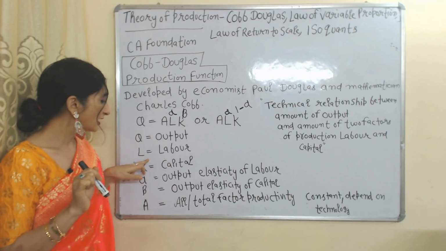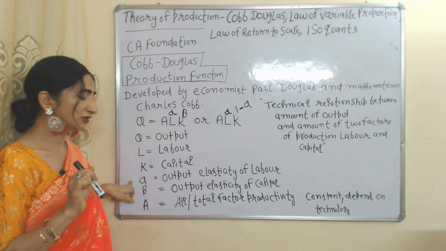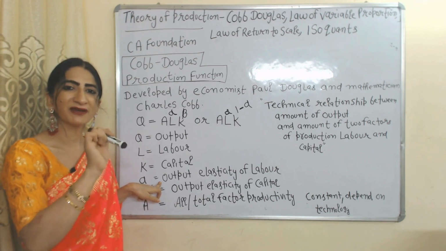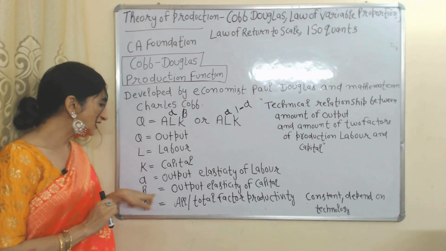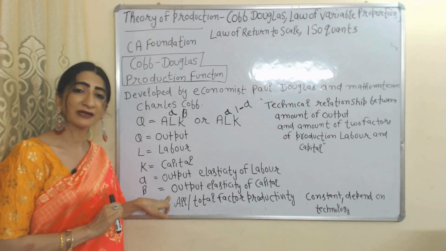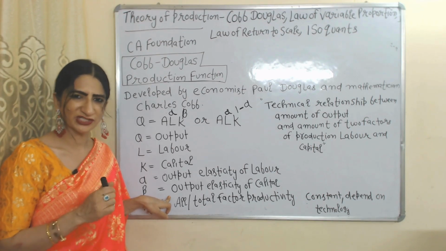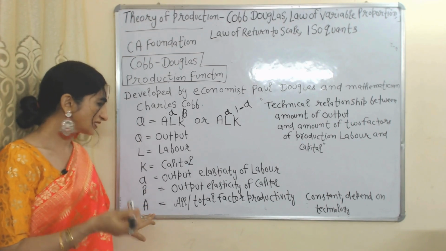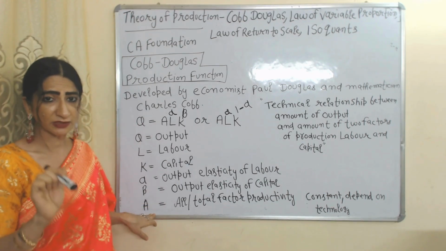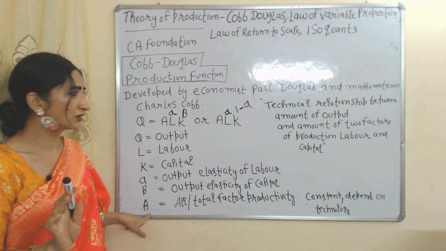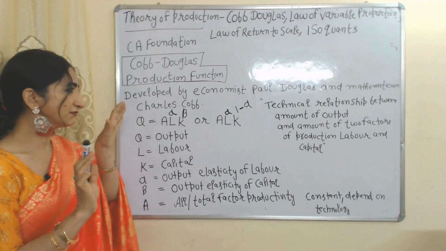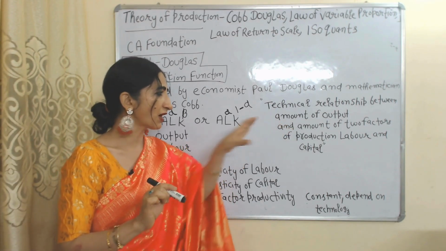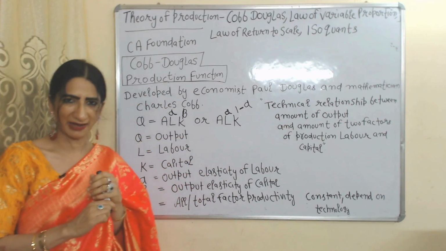equal to labor, K is equal to capital, alpha is equal to output elasticity of labor. That means how much output changes when we change labor. Beta is output elasticity of capital. That means how much output changes when we change capital. A is the all factor productivity, or we can say that A is total factor productivity, which is constant and mainly depends on technology. And this production function mainly tells us the technical relationship between the amount of output and the amount of two factors of production, labor and capital.